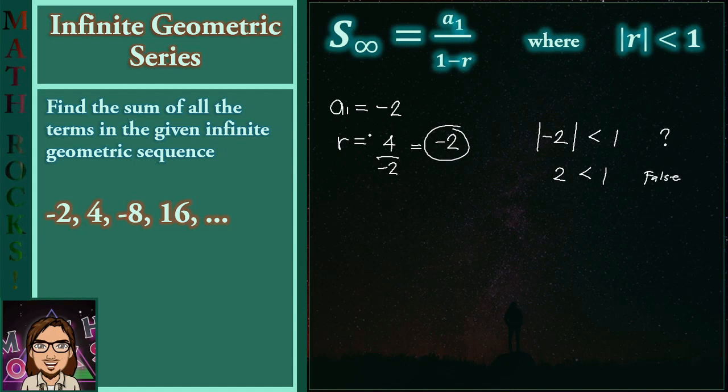So that means we will not apply such formula for us to find the sum of all the terms in this given infinite geometric sequence. So anyway, this formula is only applicable for such condition about the value of r. Anyway, just to give you an additional information, this formula is only applicable to convergent series. And now, this formula is not applicable for divergent series.